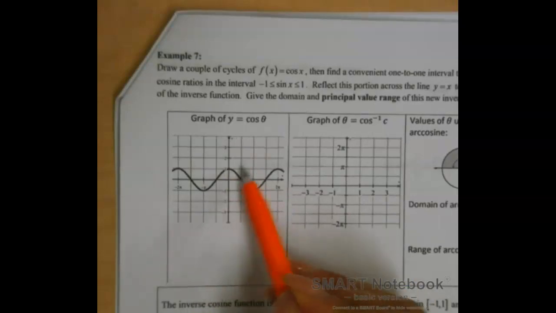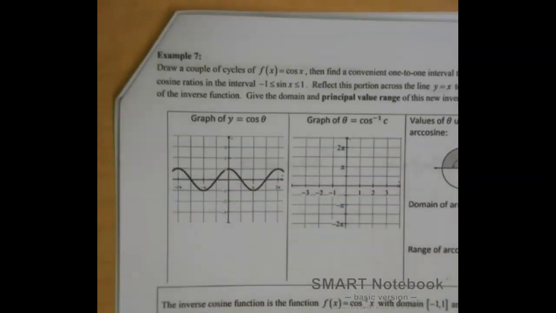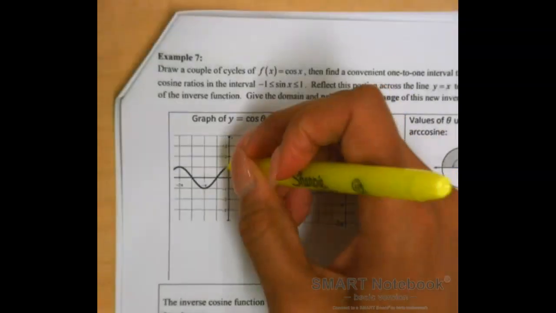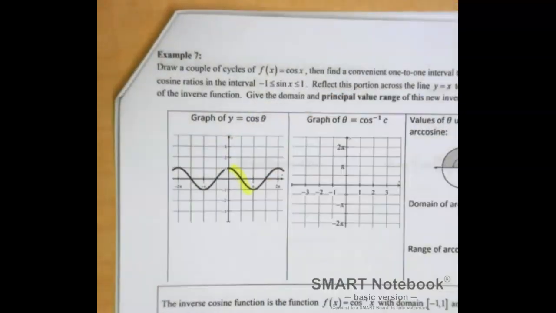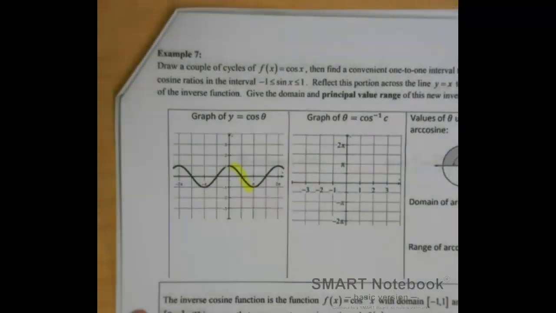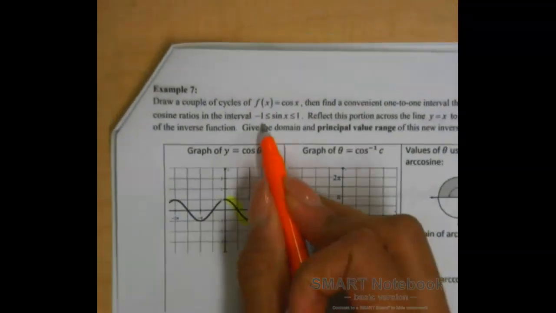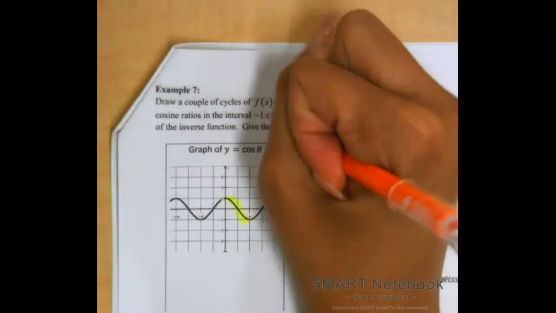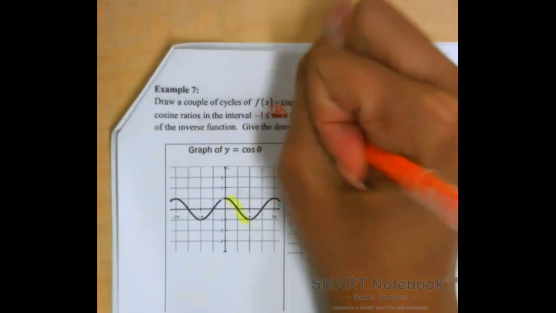There's nothing really going through the origin, so I'm just going to pick on the positive side of cosine, this interval from -1 to +1. So -1 is down here, +1 is here. And that's the interval that it tells us to restrict at the top. This should not say sine, this should say cosine of x.